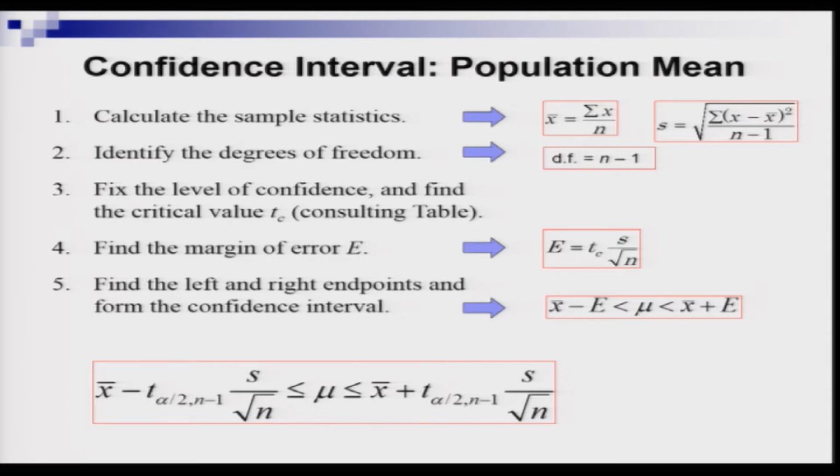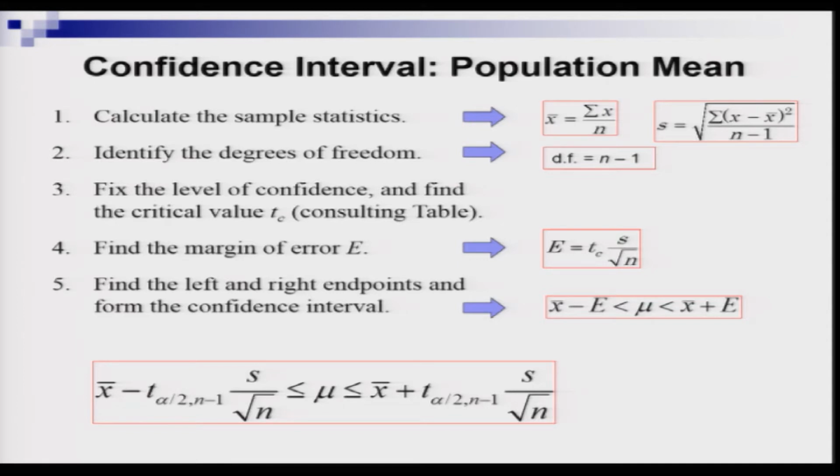The sample standard deviation is given by small s, and that is the square root of the sample variance, and we have taken care of the degrees of freedom concerned. That is why we are dividing by n minus 1 here, and this is a good proxy when sigma is not known. Now from step 1 we move to step 2, where we have to identify degrees of freedom. If we have n observations in the sample, or n data points, then we subtract 1 to get the degrees of freedom.